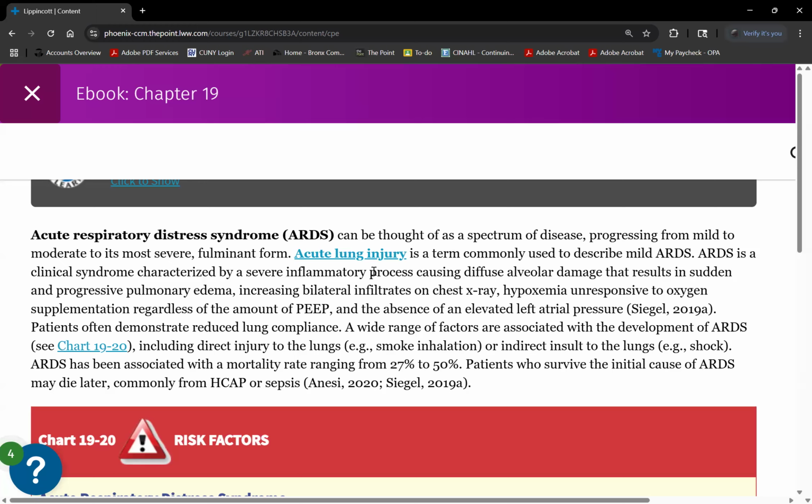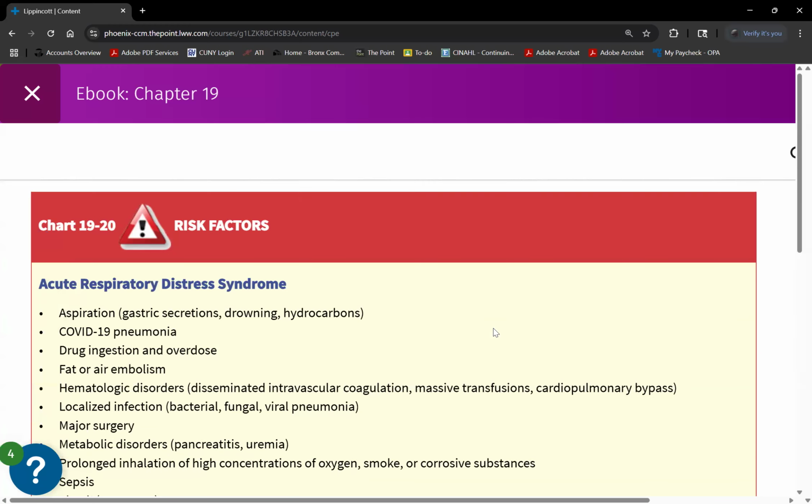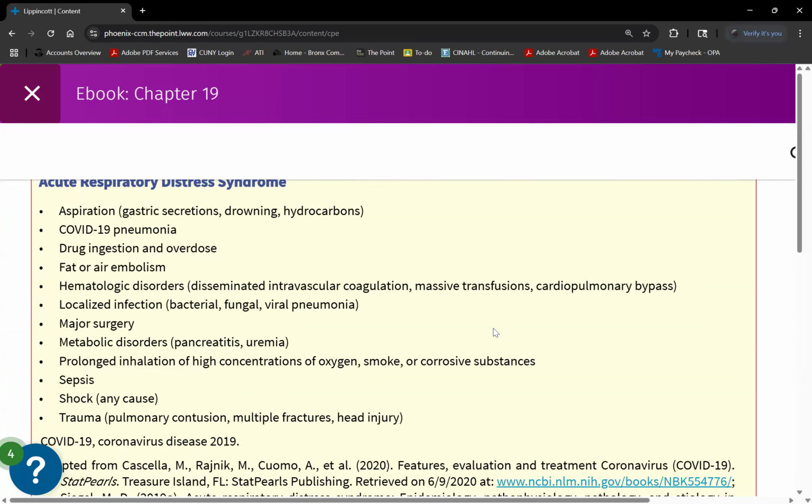There is indirect lung injury. Examples of indirect lung injury are drug ingestion overdose. What else? Major surgery, DIC, massive transfusions, bypass. Those are indirect. Here, trauma, multiple fractures, head injury. These are indirect lung injury.